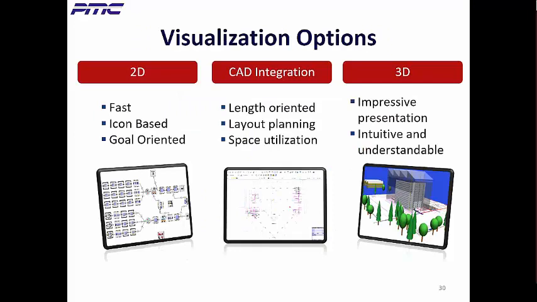PlantSim's visualization options include 2D. This option is quick in 2 ways. Quick modeling time and quick simulation runtime. CAD integration lets you import a CAD file and use it to place modeling objects in exact locations. Some people prefer this, others prefer not having to place objects this way. The great thing is that plant simulation accommodates both types of users.